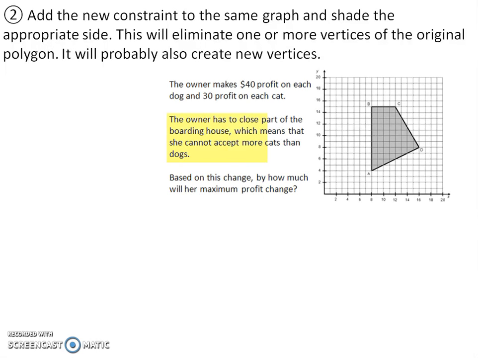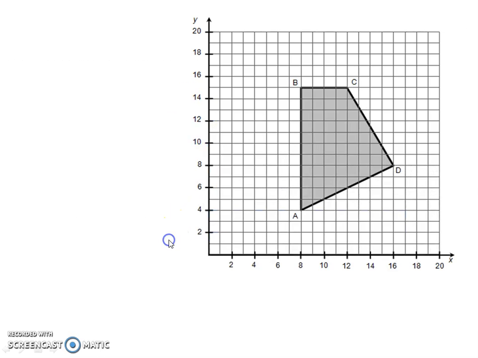That's done. Step 2 is to add the new constraint to the same graph. This is the part of the problem that has the new constraint. It says the owner has to close part of the boarding house, which means that she cannot accept more cats than dogs. That is the new constraint. So that new constraint has to be written out. In this case, it means that y, the number of cats, cannot be more than, it's got to be less than, or it can be equal to the number of dogs. And I'm going to add that to the existing graph.